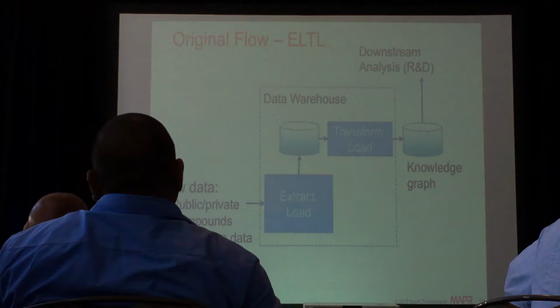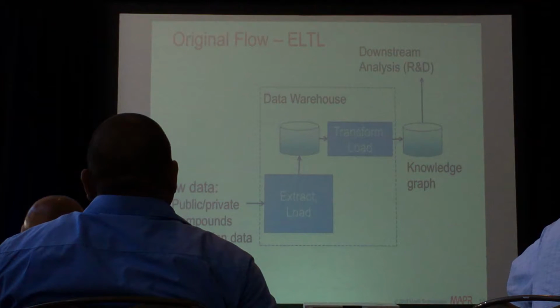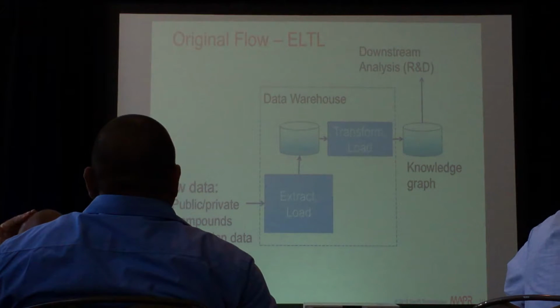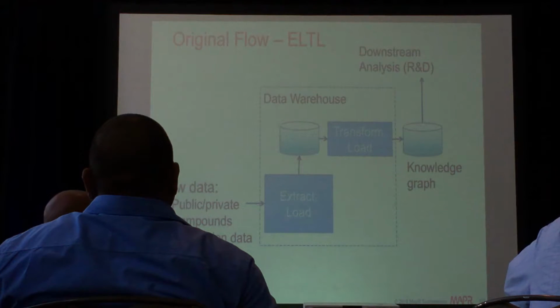So here's what the original data flow looked like. There was some raw data coming in. I'm showing here raw data, public-private records, compound data, EHR data, et cetera, going through an initial cleansing step and getting loaded into a data warehouse. And then from there, the data were again transformed and loaded to a downstream knowledge graph database. And then that was being used to project out to data marts and other reporting systems, and also being used for downstream research applications.